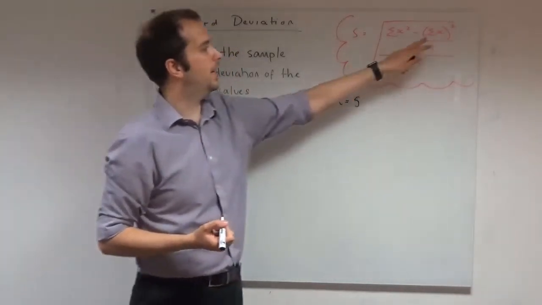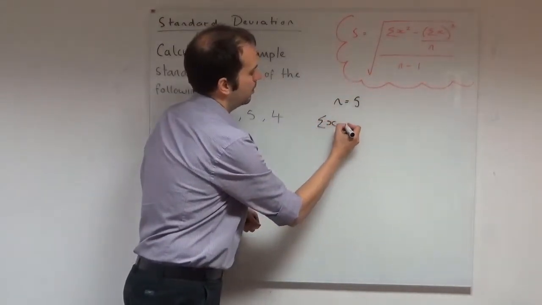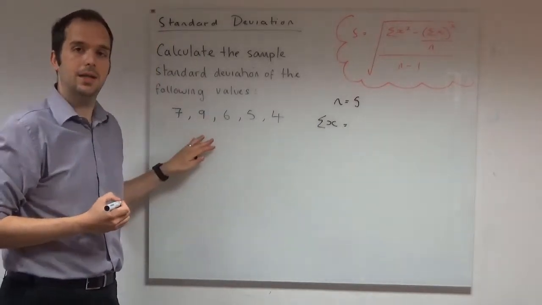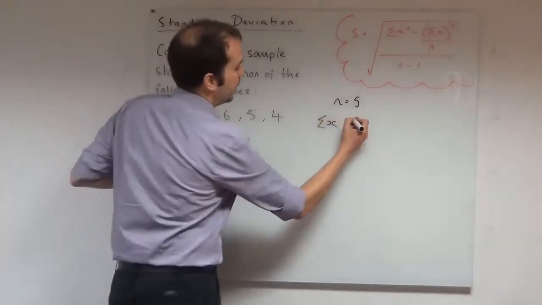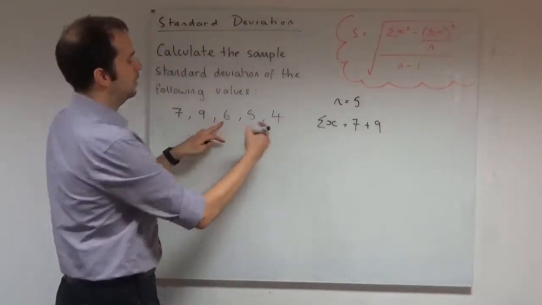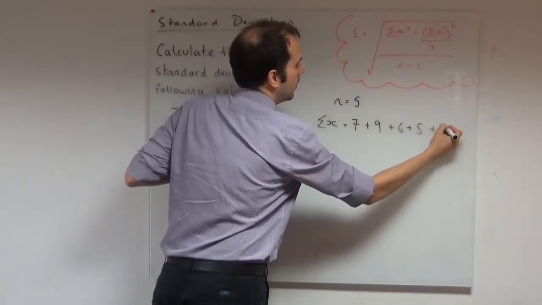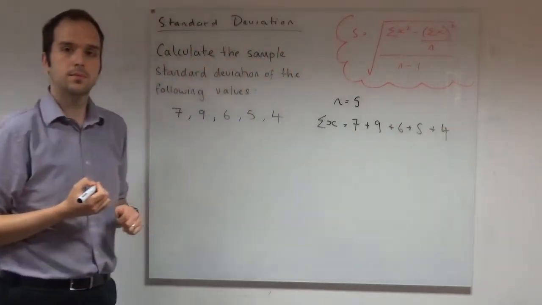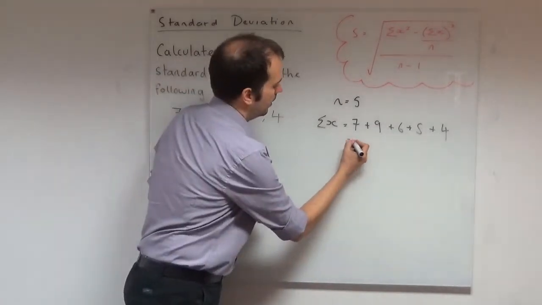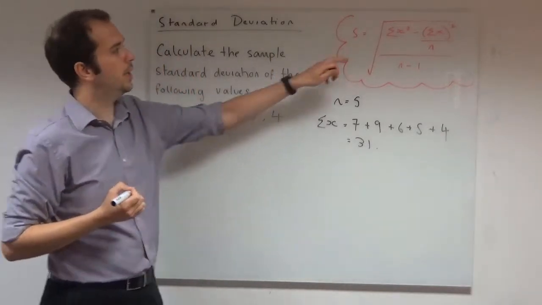Now let's have a look at working out sigma x. Remember what we said sigma x meant? It just meant take each one of your values and add them together. So we're going to do 7 plus 9 plus 6 plus 5 plus 4. Then we add all of those together and I think we'll get 31. So that's our sigma x.